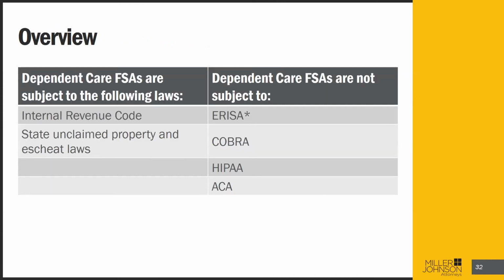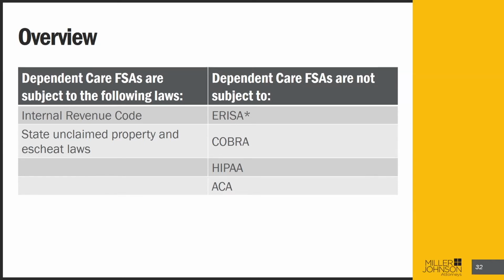Moving on from medical FSAs, the good news is that dependent care FSAs are not subject to as many federal laws because they are not group health plans like medical FSAs. Dependent care FSAs are subject to the Internal Revenue Code, as well as state unclaimed property and escheat laws. So for example, if you issue a reimbursement check to a participant under a dependent care FSA, and the check has not been cashed for a period of time, the employer may be required to remit the money over to a state under that state's unclaimed property laws or escheat laws.